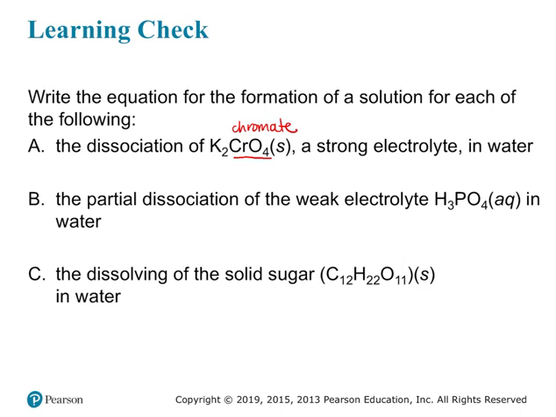In B, we're going to write the equation for the partial dissociation of the weak electrolyte, phosphoric acid, in water. And then in C, we're going to write the equation for the dissolving of the solid sugar, C12H22O11, in water. And I'll give you a hint. Sugar is a non-electrolyte.